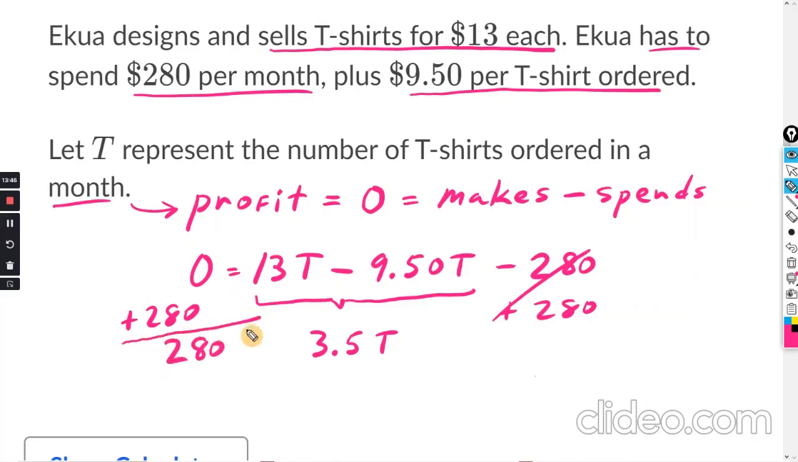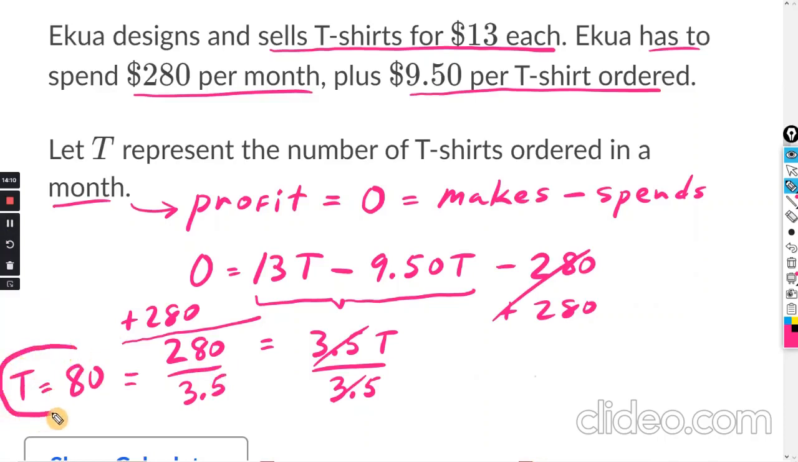All right, and bring down the equal sign. Solving for T, the opposite of times 3.5 is divided by 3.5. Cancels here. I'll do this on the calculator. Okay, and I get 80. So capital T equals 80. And that's how many shirts she has to sell each month in order to break even.